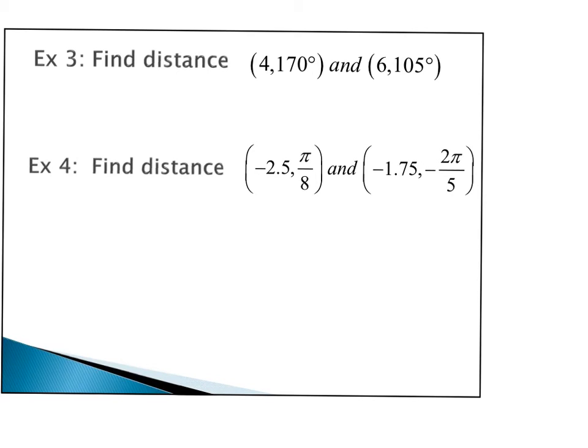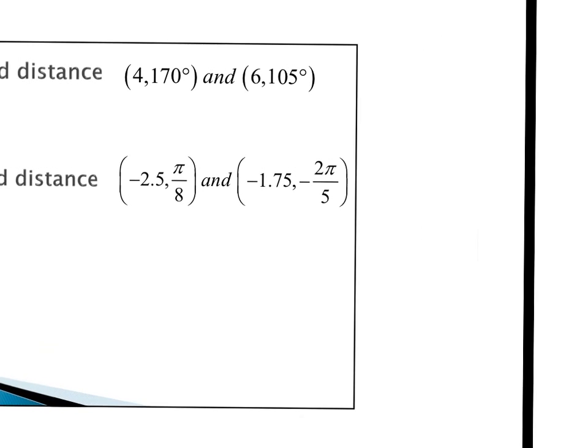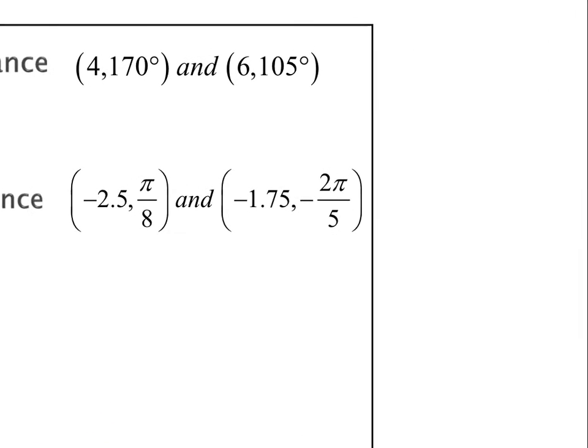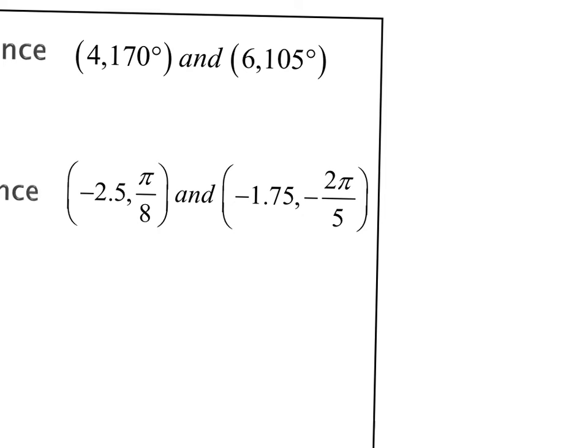Okay, for example 3, we have 2 points. Both of these points are written such that the r's and the thetas are positive. And what I mean when I say draw a quick sketch is that we would just draw a quick graph, and the point 4, 170 would be located about there, and the point 6, 105 would be about there. Again, these are just estimates. We're just eyeballing where 170 and 105 degrees would be located, and the point that has a larger radius is farther from the origin or the pole.